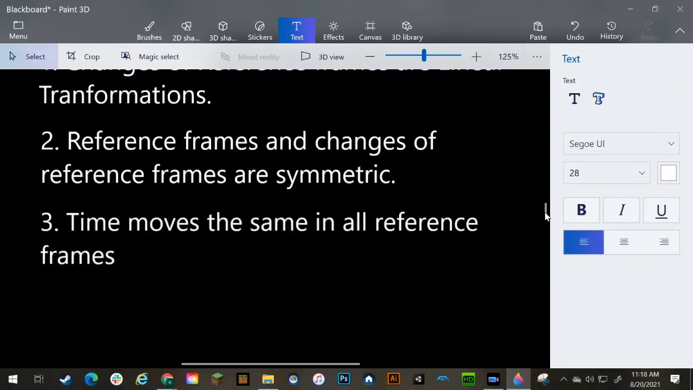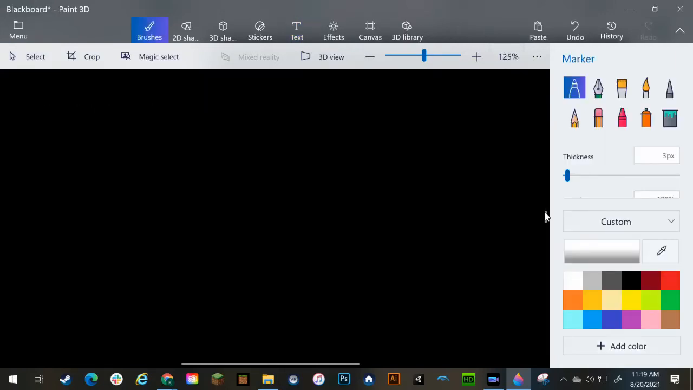Finally, assumption number 3. Time moves the same in all reference frames. This one seems like it should go without saying, but as Einstein realized, and as we'll soon see, it really doesn't. Alright, so now let's actually derive what this transformation is going to look like mathematically.